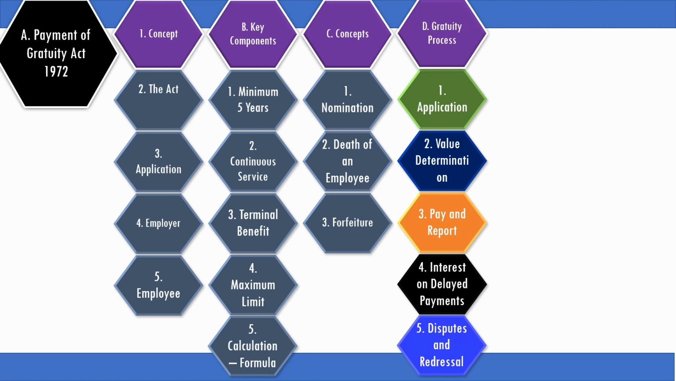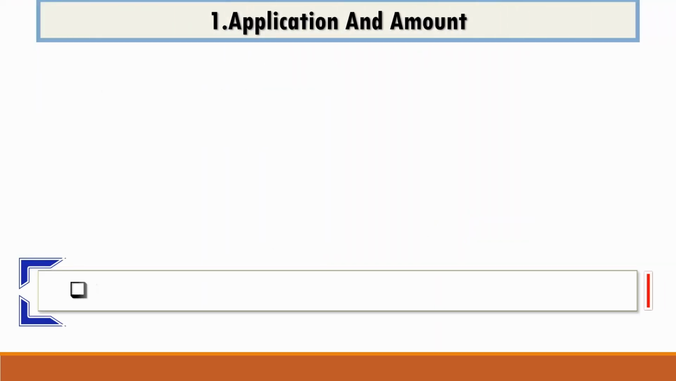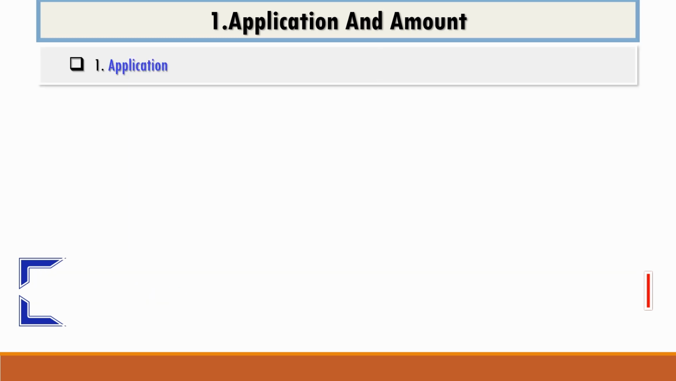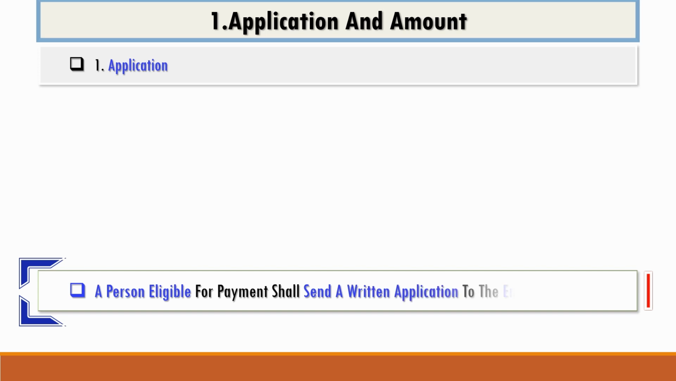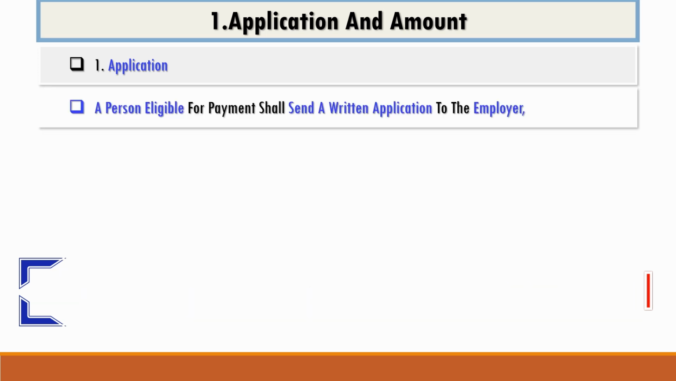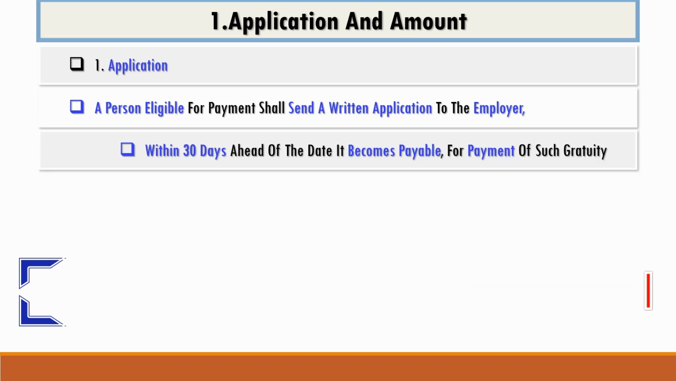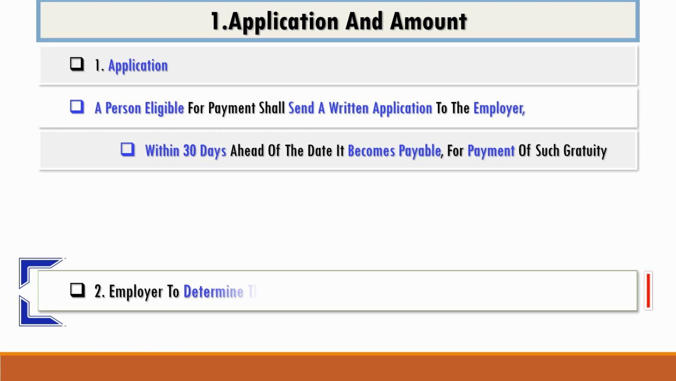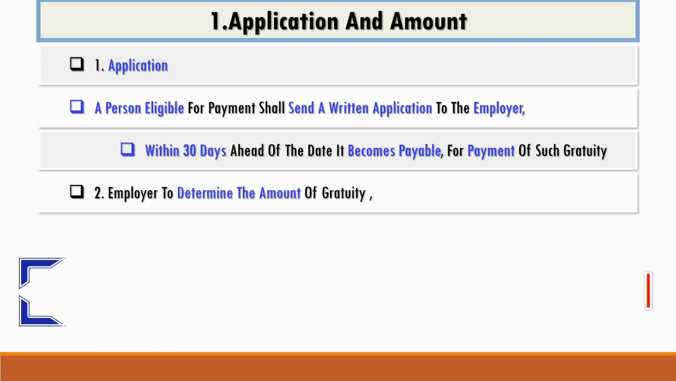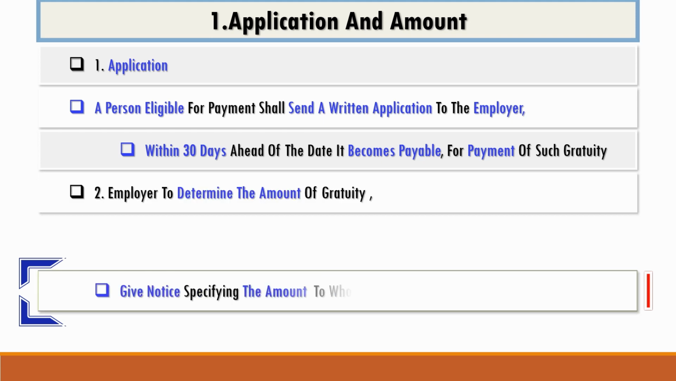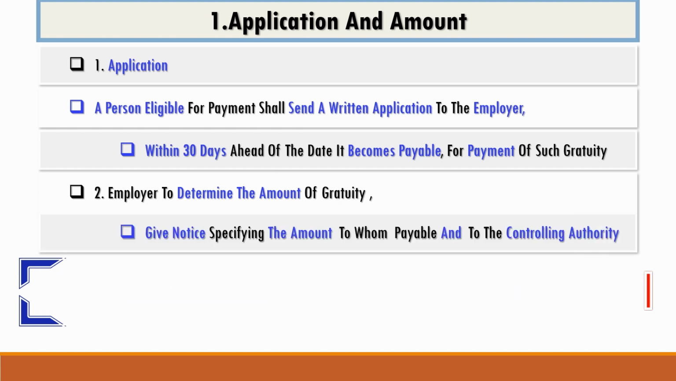Gratuity process involving application, value determination, payment, delayed payment and interest, disputes and redressal. A person entitled to gratuity shall make an application to the employer and the application shall be made within 30 days ahead of the date it becomes payable, and the employer shall determine the amount of gratuity and give notice specifying the amount and to whom payable, and he will intimate the controlling authority to that effect.